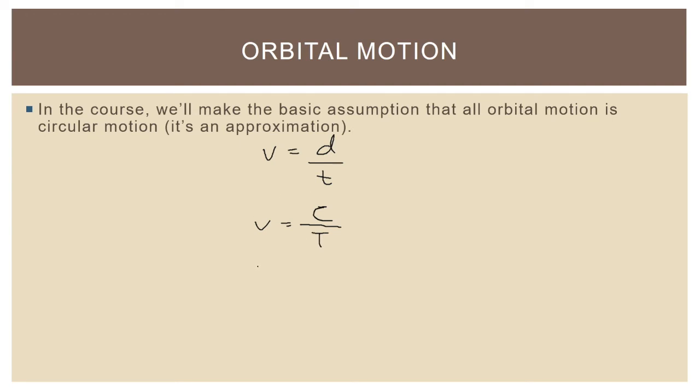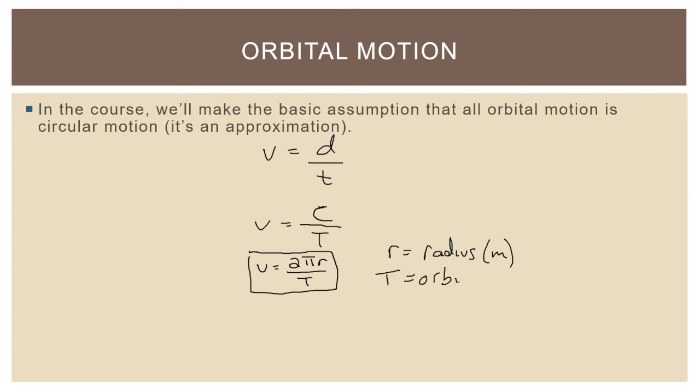And so the equation here for the velocity of an object in orbit would be 2 pi r over T, where r is the radius of the circle, and T is the orbital period. And that's going to be measured in seconds. So we get meters per second.